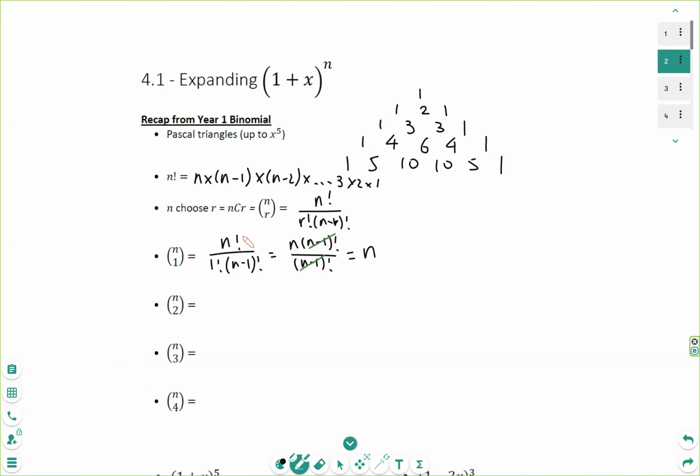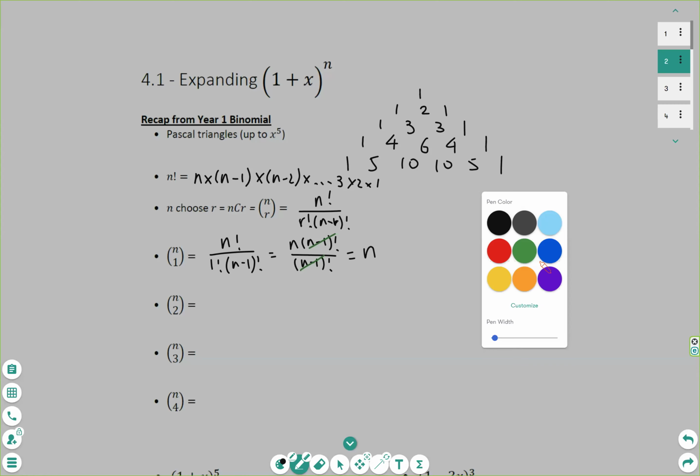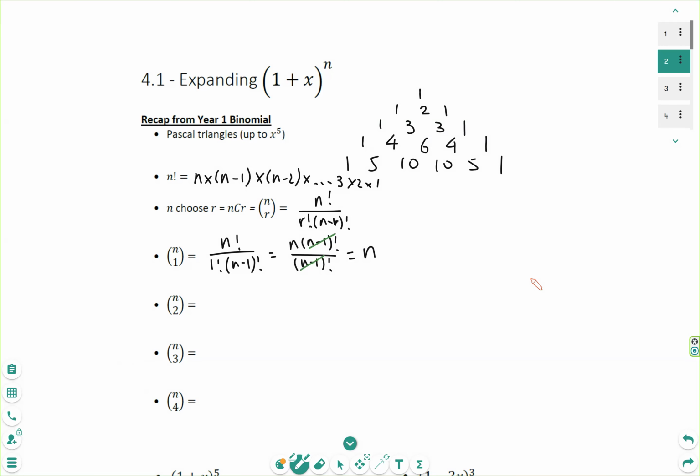Now, if you struggle to understand why we can write n factorial as n times (n minus 1) factorial, think about this. Let's say 5 factorial. 5 factorial is 5 times 4 times 3 times 2 times 1. Equally, you can rewrite 5 factorial as 5 times 4 factorial, because 4 times 3 times 2 times 1 is 4 factorial. That's the same thing here. Think of n being 5: 5 factorial is the same as 5 times 4 factorial.